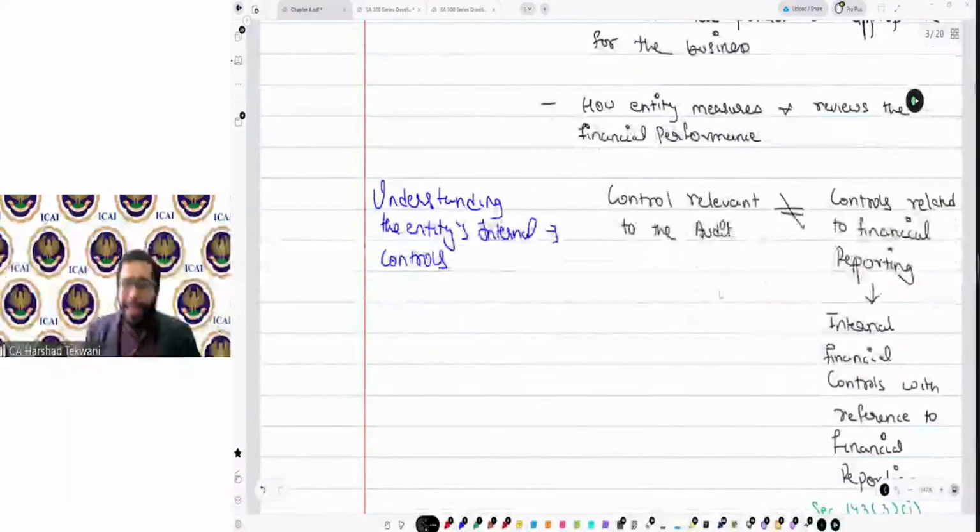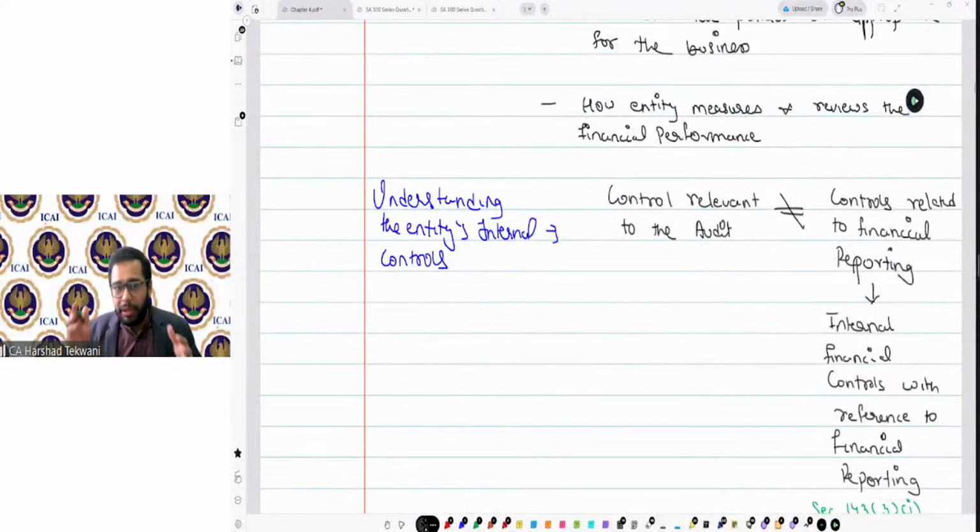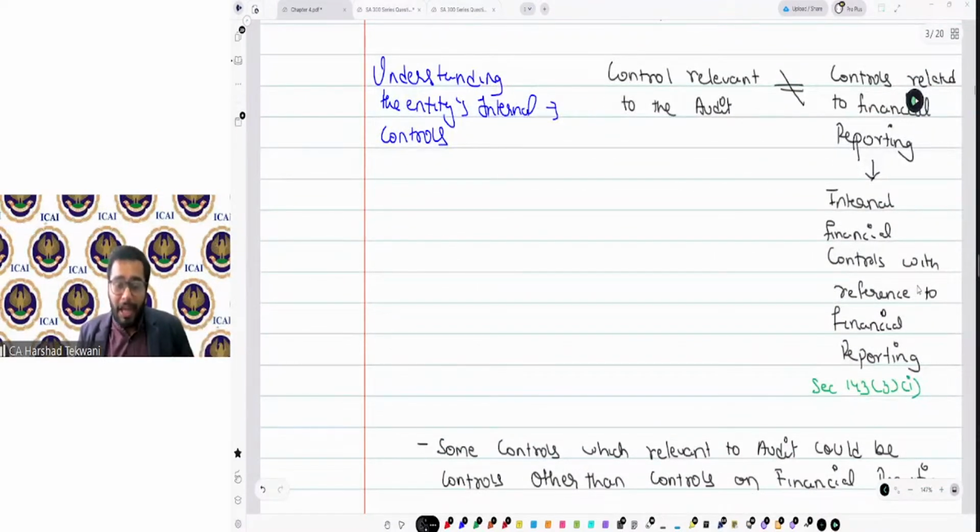So first of all, I need understanding of controls which are relevant to the audit, not the controls related to financial reporting. There is a difference in both. Although when we are reporting under the Companies Act under Section 143(3)(i), we are reporting on internal financial control with reference to financial reporting, that is a restricted portion. But when we are doing an audit, we have to see a larger scope of the controls.